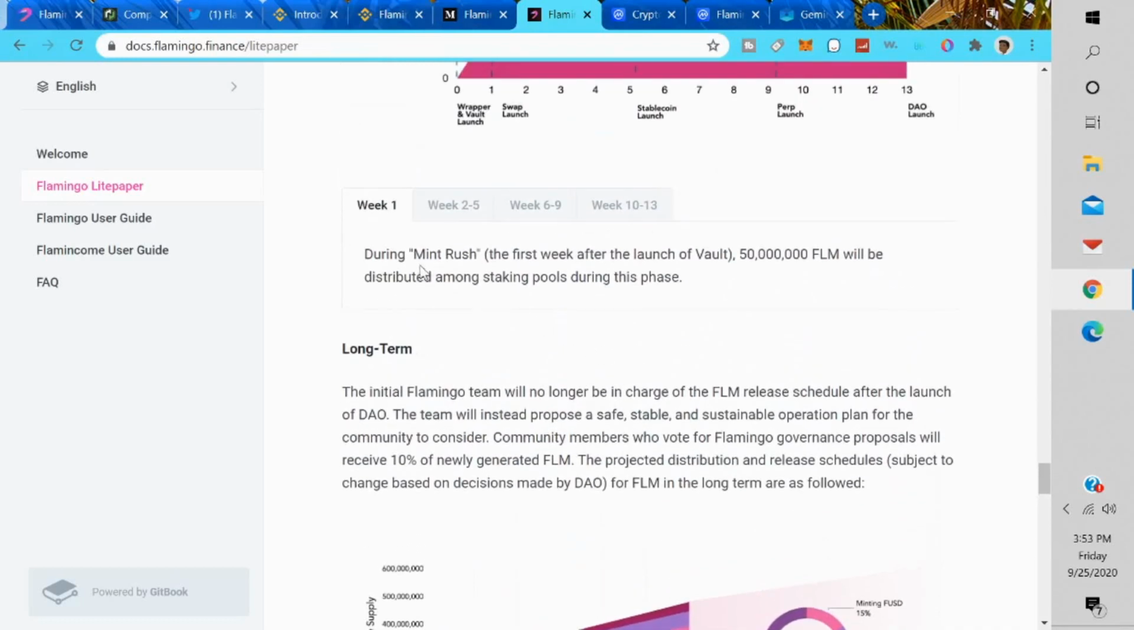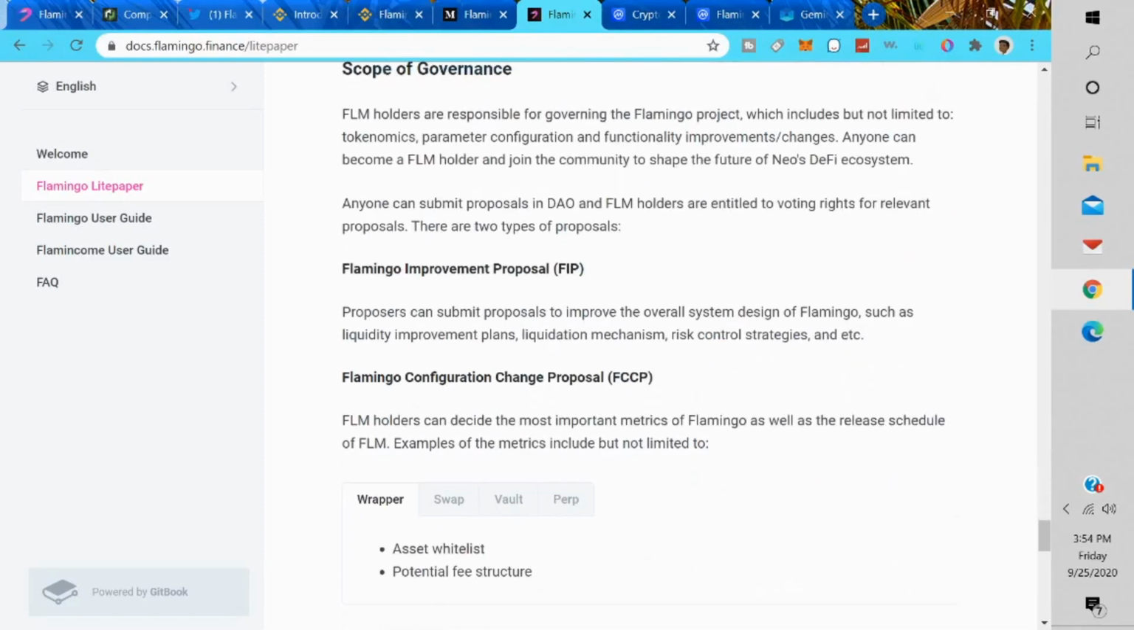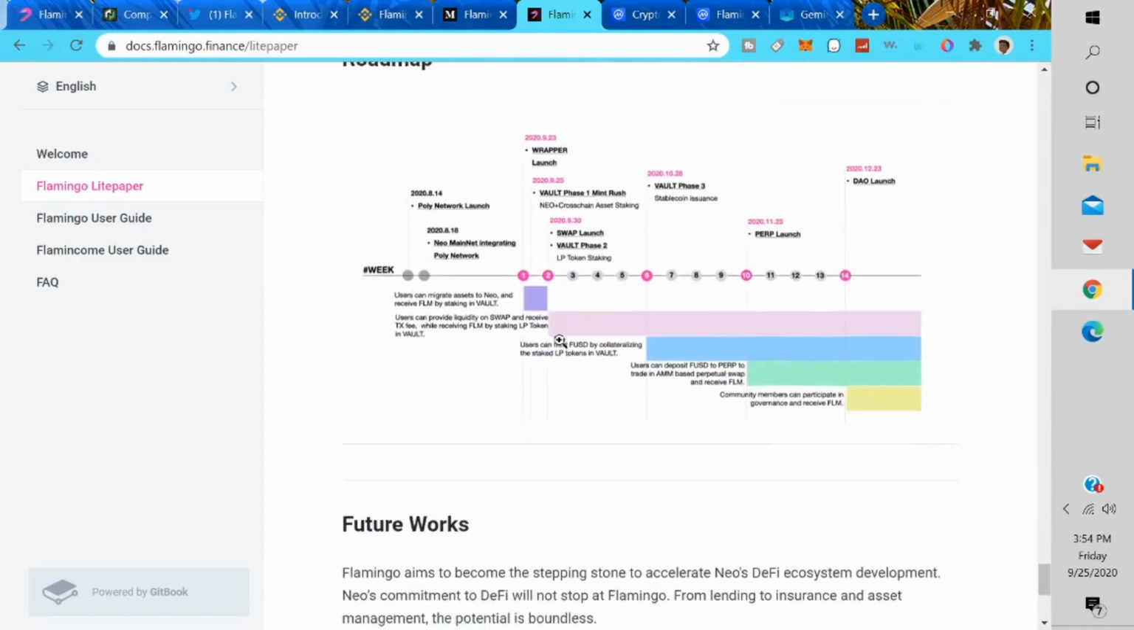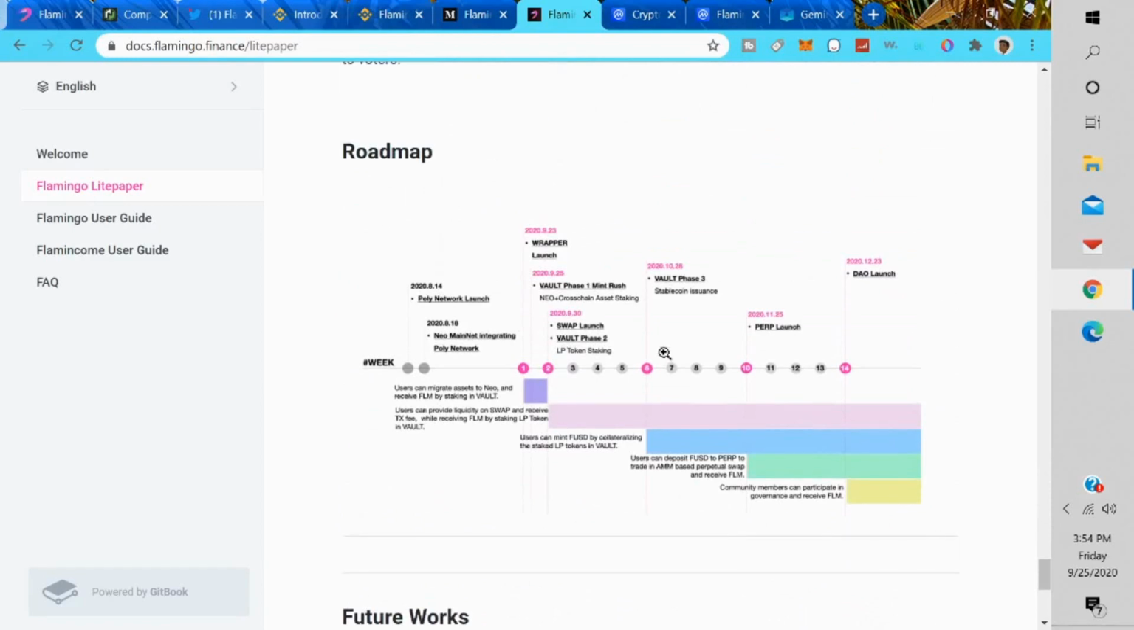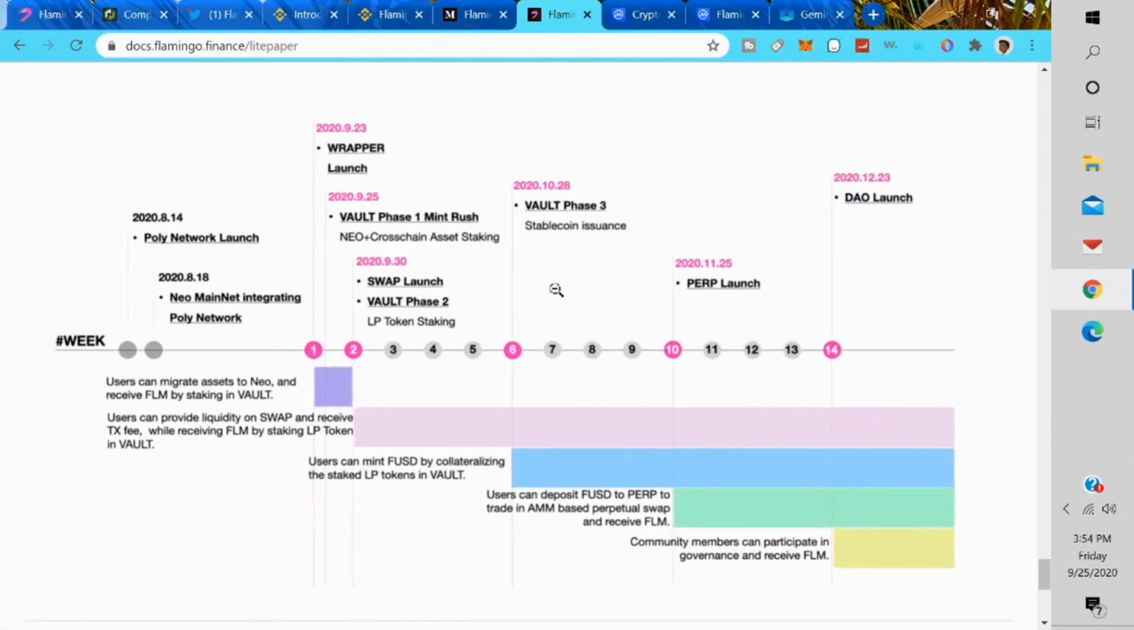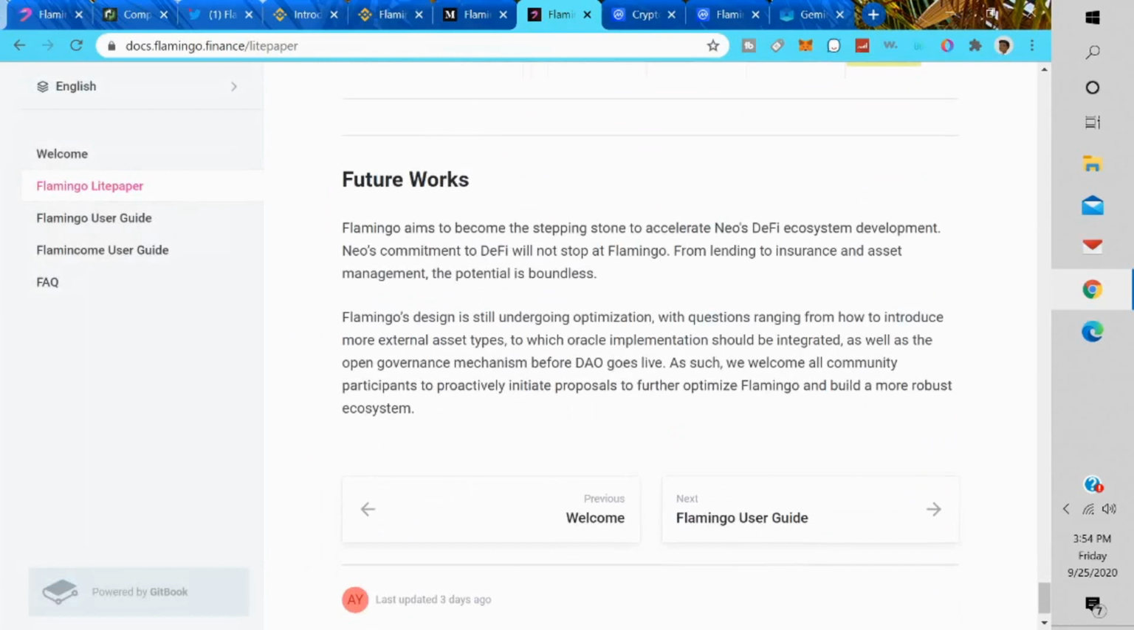So week one is called Mint Rush. During the first week after the launch of the vault, 50 million FLM will be distributed among the staking pools during this phase. And that's what we're in right now, Mint Rush. But there was a problem with one of the wallets, I think, and they're pausing Mint Rush right now. So we're in phase one, which is Mint Rush, which everyone is talking about, where they're putting 50 million FLM available for people.